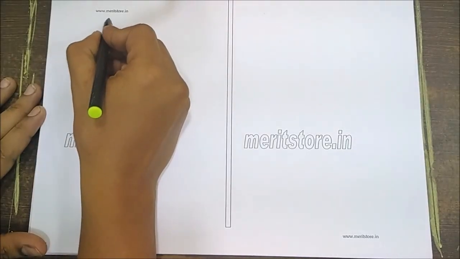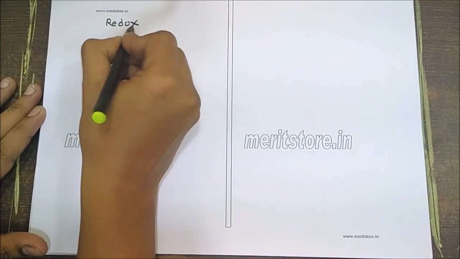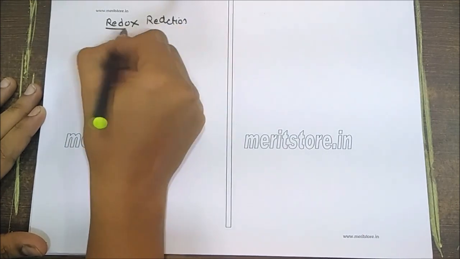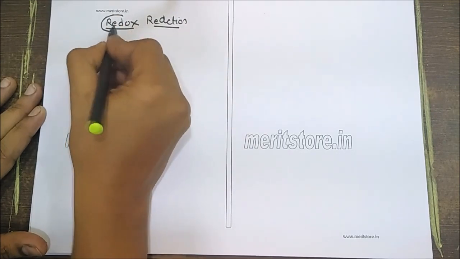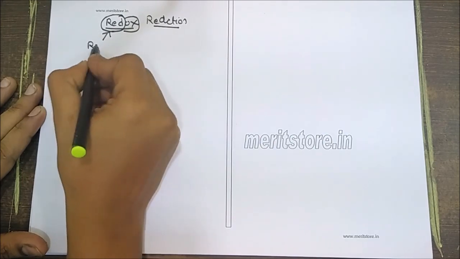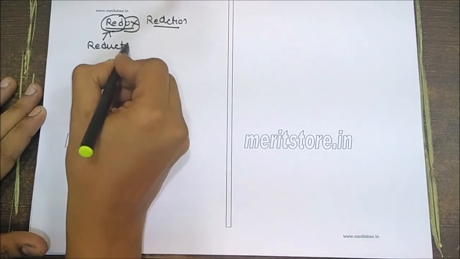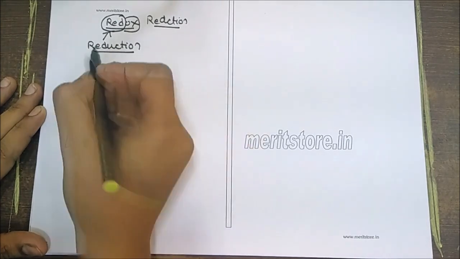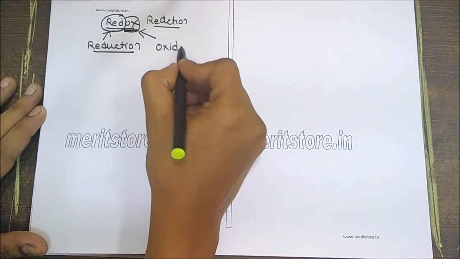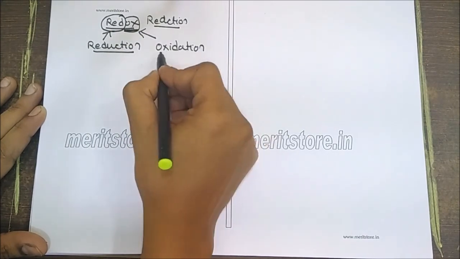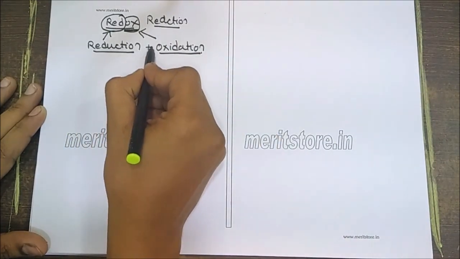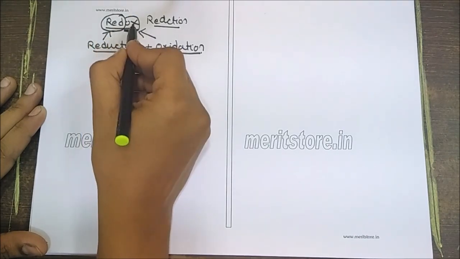So today we are looking into a very important chapter, that is redox reaction. Now redox reaction, the name itself gives us an indication that it is going to deal with two types of reaction. This word red has been taken from the word reduction, and ox has been taken from the word oxidation. So a combination of reduction and oxidation reaction would be called as redox reaction.